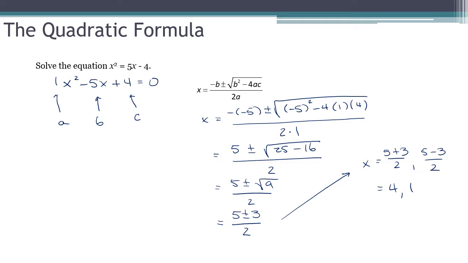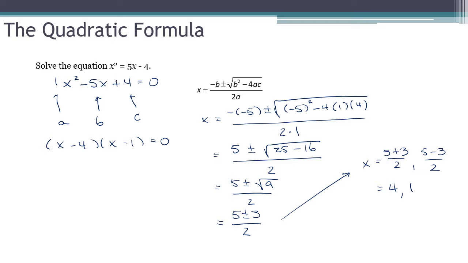Now when this happens, it makes me think, okay, wait a minute, time out. The fact that the answers came out nice like this says to me, you know what, I probably could have factored this. If you go back and take a look at the original equation, this is x minus 4 times x minus 1. So yes, I could have factored it, but it doesn't matter. The formula works no matter what the answers are.